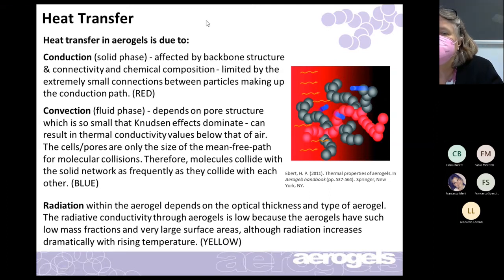You know, is it a silica, alumina? What kind of aerogel is it? And it is limited by extremely small connections between particles making up that conduction path.